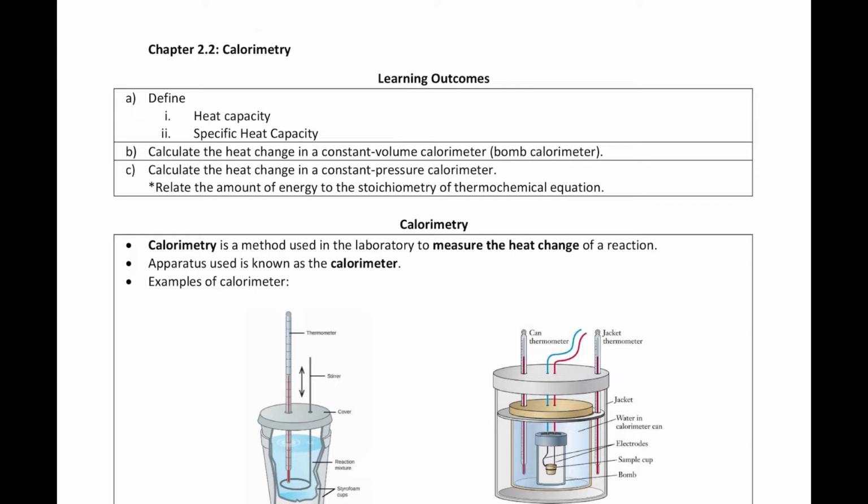Okay, so there are 3 learning outcomes for this subtopic. The first one, you should be able to define what is heat capacity and specific heat capacity. And the next one, you should be able to calculate the heat change in constant volume calorimeter or bomb calorimeter. And then lastly, you should be able to calculate the heat change in constant pressure calorimeter, and that is simple calorimeter. Okay, so when you do your calculation, you need to use stoichiometry to compare your thermochemical equation.